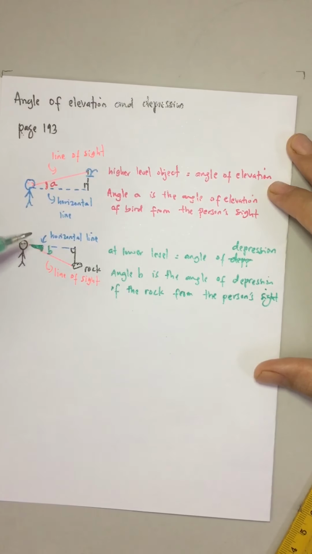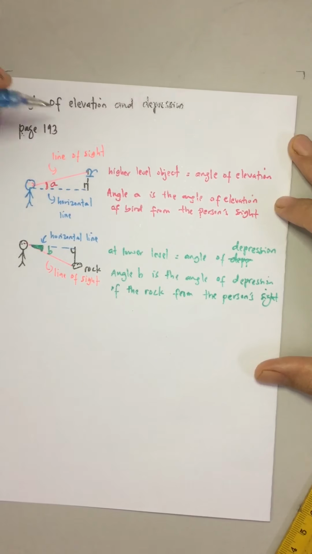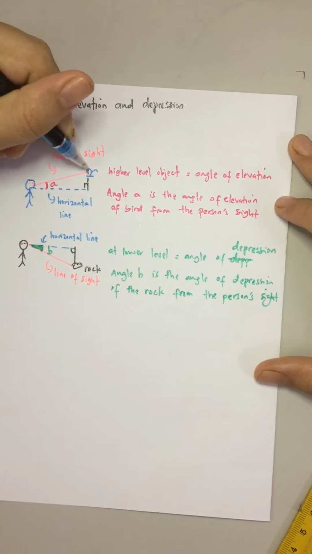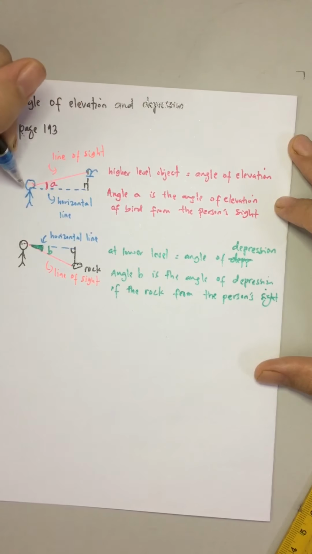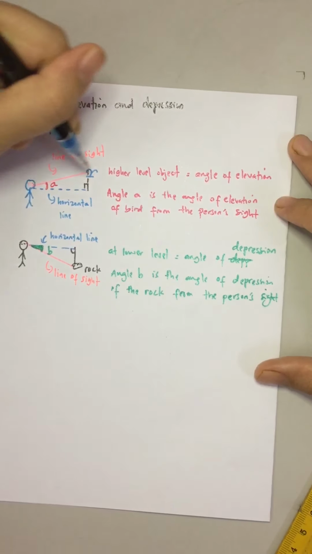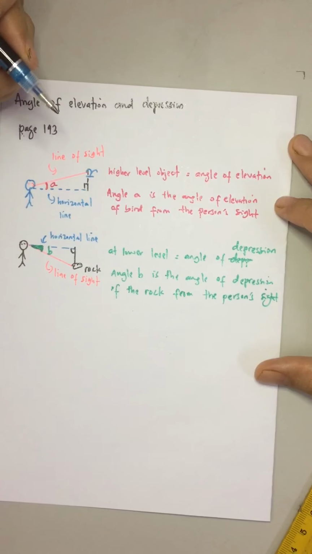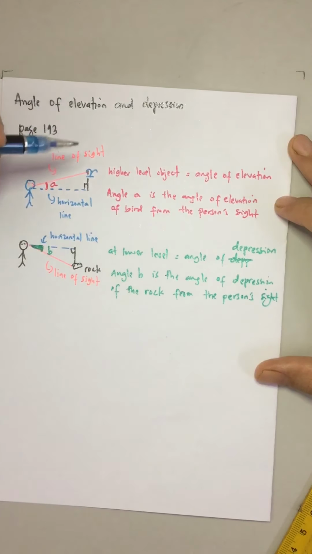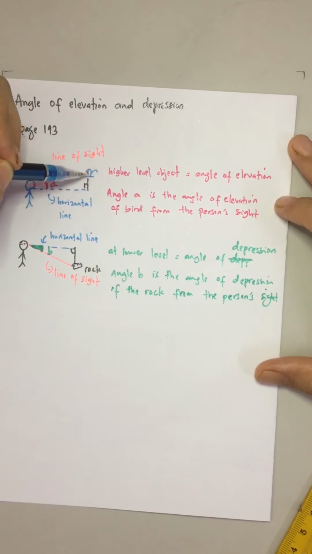So these are the two concepts that you need to understand: what is the angle of elevation and also the angle of depression. First, you must create the line of sight and then the horizontal line from the subject towards the object. So again, how do we name it? The angle is the angle of the object from the subject.